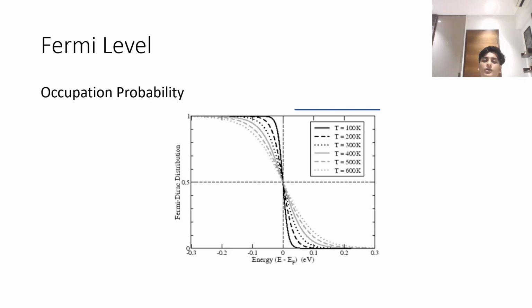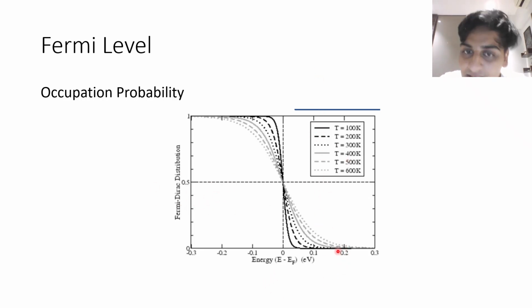Cool. I want to show you this graph in terms of how your occupation probability looks as a function of E minus EF. So you have E minus EF in electron volts on the x-axis, and this is your occupation probability. And as you can see, at E equal to EF, you are always cutting the occupation probability of half for all these values of temperature.